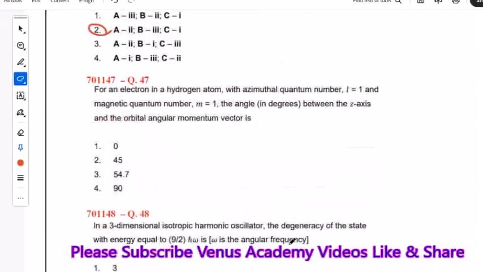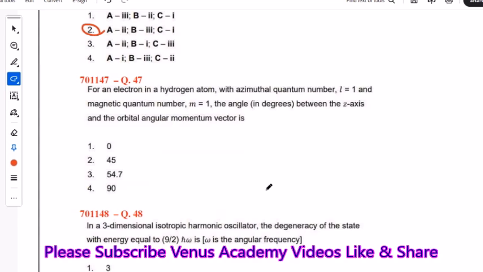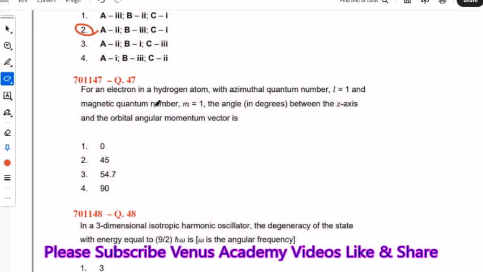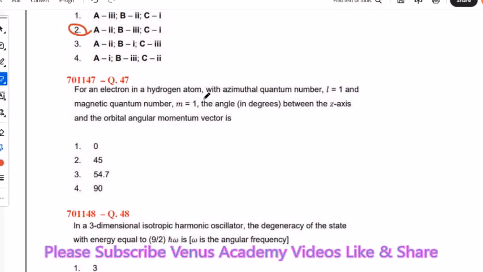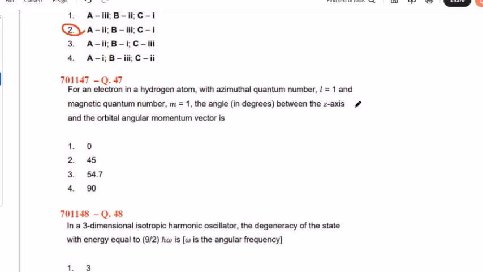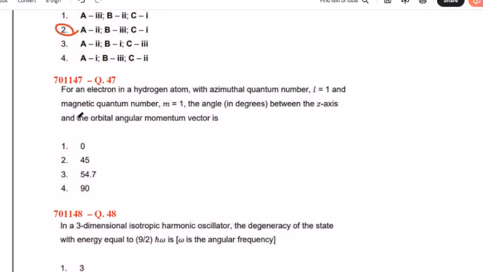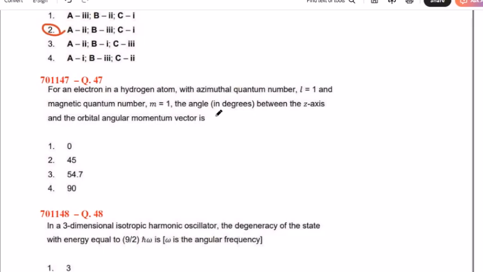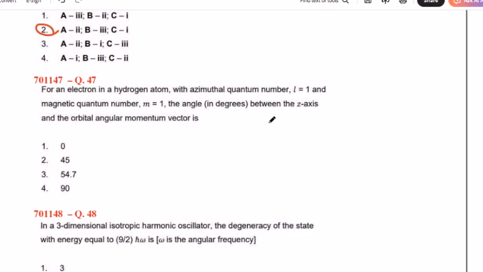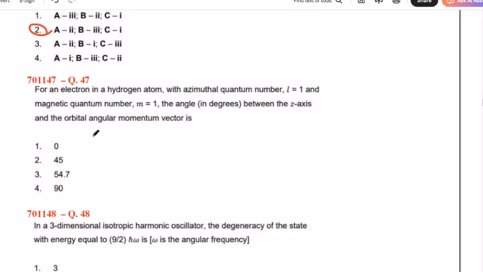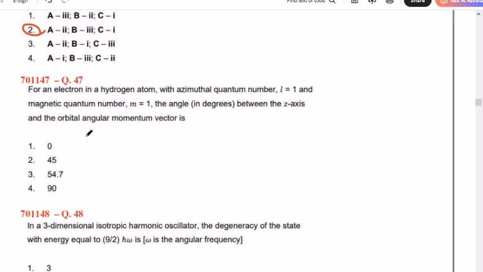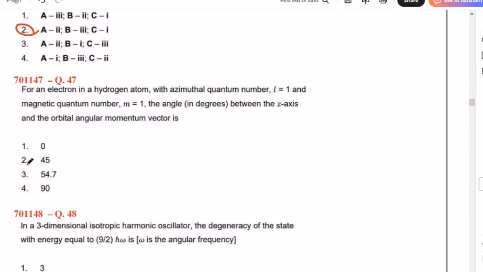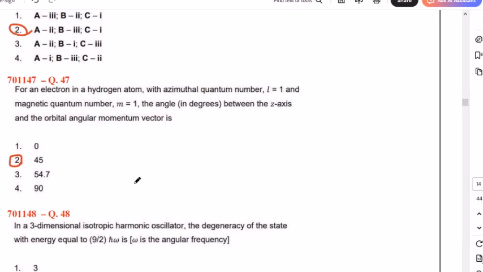Next, question number 47. For an electron in a hydrogen atom with azimuthal quantum number L equal to 1 and magnetic quantum number M equal to 1, the angle in degrees between the z axis and the orbital angular momentum vector is going to be 45. Option number 2 is the correct option, friends.